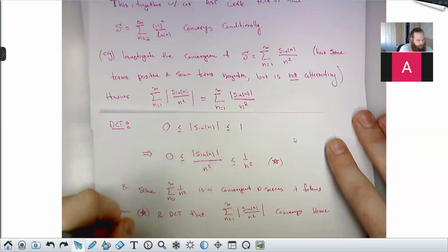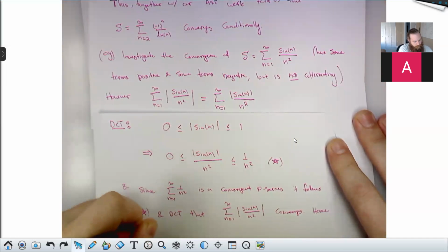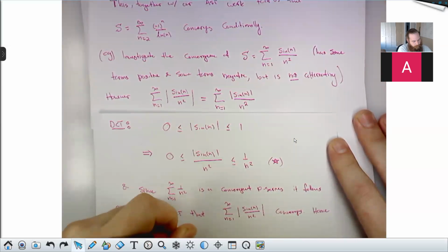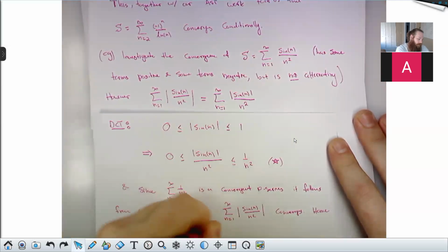Hence the original series converges absolutely.